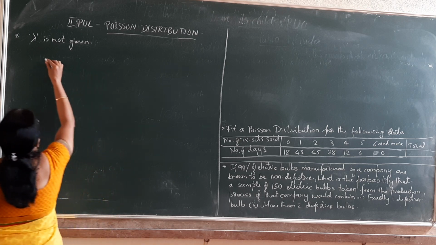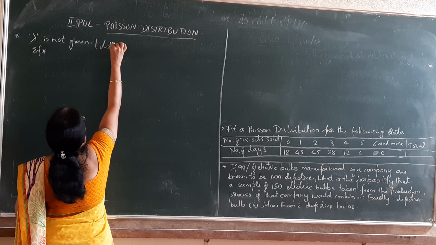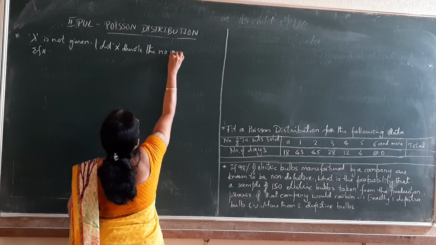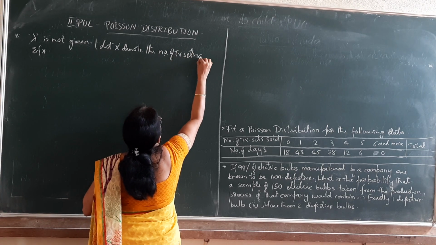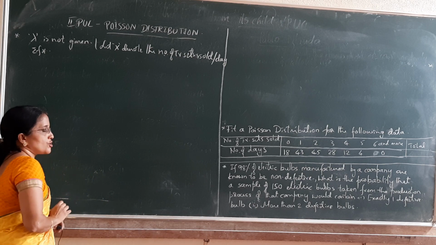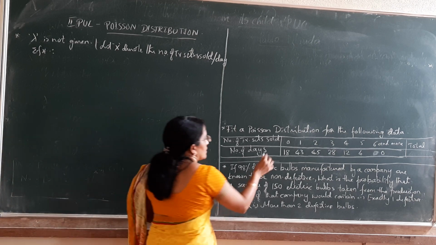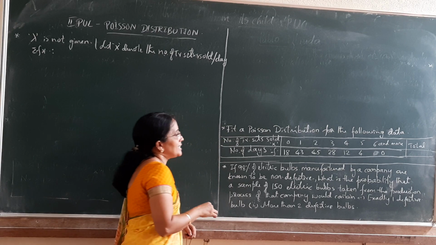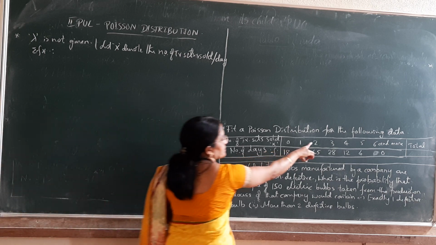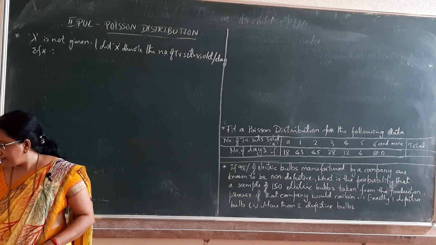To find the x bar, we need to find the sigma fx values. Before that, we have to define, let x denote the number of TV sets sold per day. Right? Next then x follows Poisson in bracket lambda equal to something. That lambda we have to calculate. For that, first find sigma fx. Now this is x and it is f. Now multiply both. For example, 0 into 18, 0, 1 into 43, 43, 2 into 45, 90, 3 into 28, 4 into 12, like that. Multiply and write the values of fx.